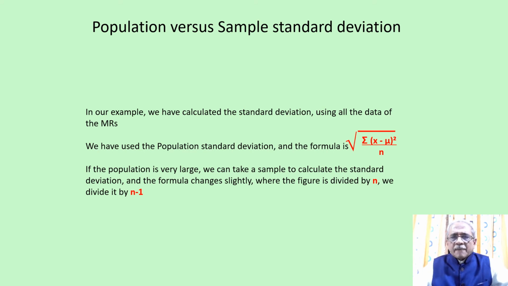What we have seen in our example is the standard deviation, where we have calculated the standard deviation using all the data of the MRs. We have used the population standard deviation, and this is the formula. If the population is very large and we need to calculate the standard deviation, we take a sample to calculate the standard deviation of the sample and project that to the population. So the formula there slightly changes, where instead of dividing by n, you divide by n minus 1. That's the way the statistics books explain how a sample standard deviation is calculated.